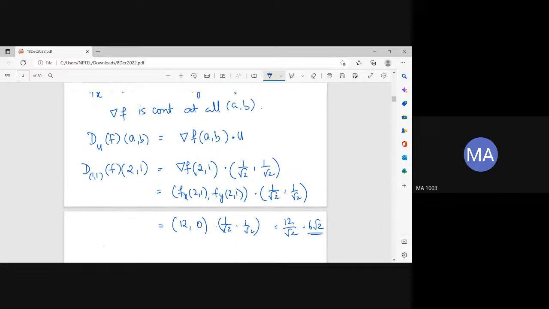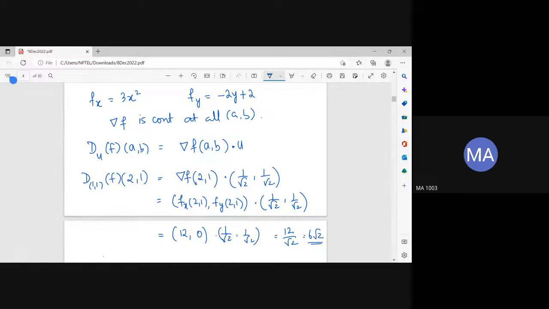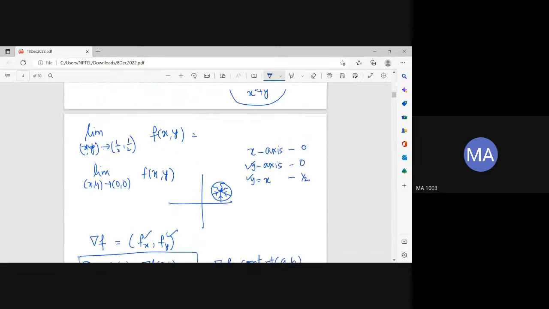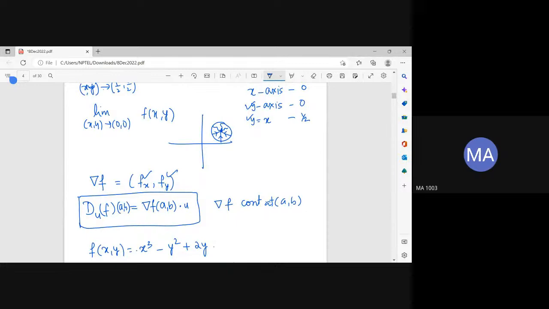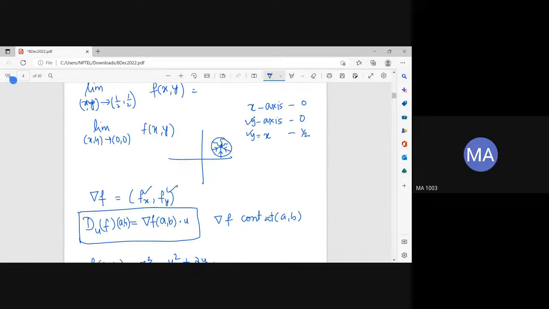So the directional derivative of this function can be computed using this formula because the gradient is continuous at the point 2, 1. Otherwise, you cannot do this. Like, for example, in the previous case, both fx and fy existed. So if I had taken the directional derivative using this formula, I would have got some number, right? But that's not happening, because the gradient is not continuous at the origin. So we couldn't use this formula to compute the directional derivative. Does that make sense? Yes, ma'am.